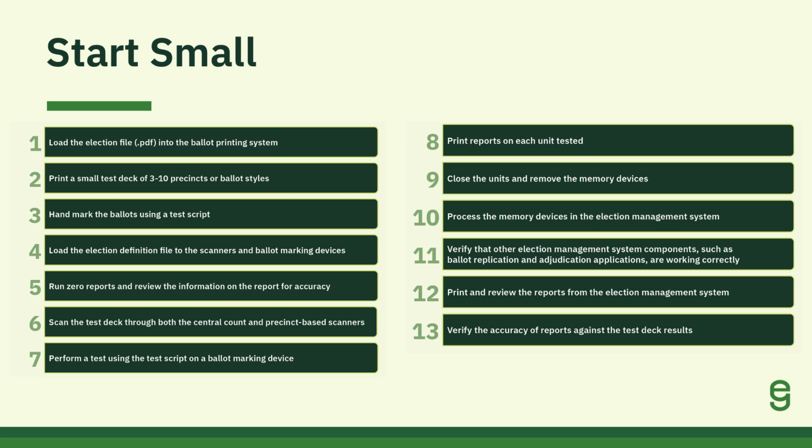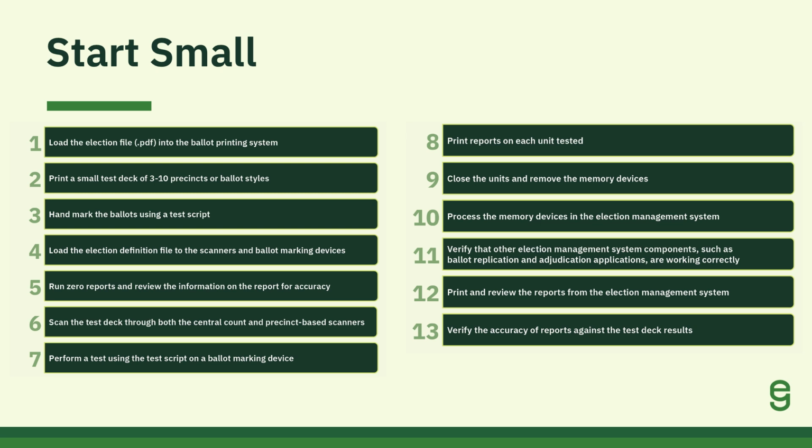Ultimately, you'd close the units and remove the memory devices, process those memory devices, verify that all the election system components, such as your ballot replication and adjudication applications, are working correctly, print and review the reports from the election management system, and then ultimately verify the accuracy of the reports against the test deck results.